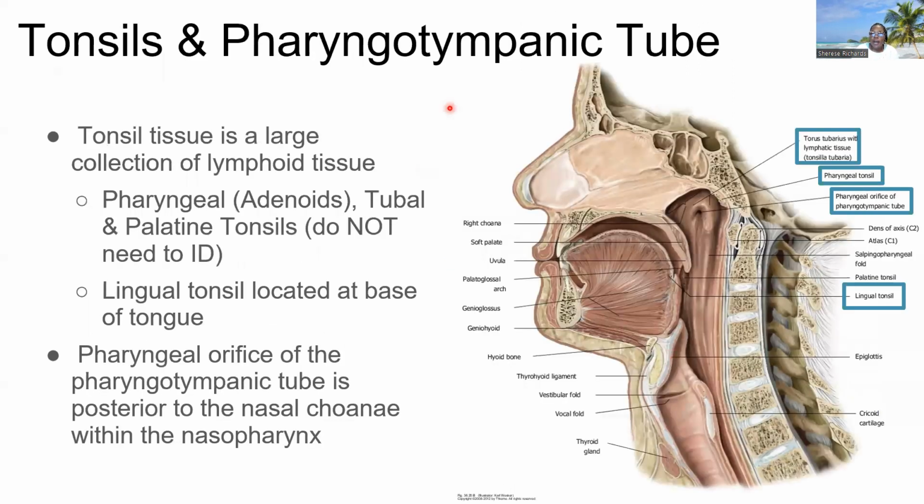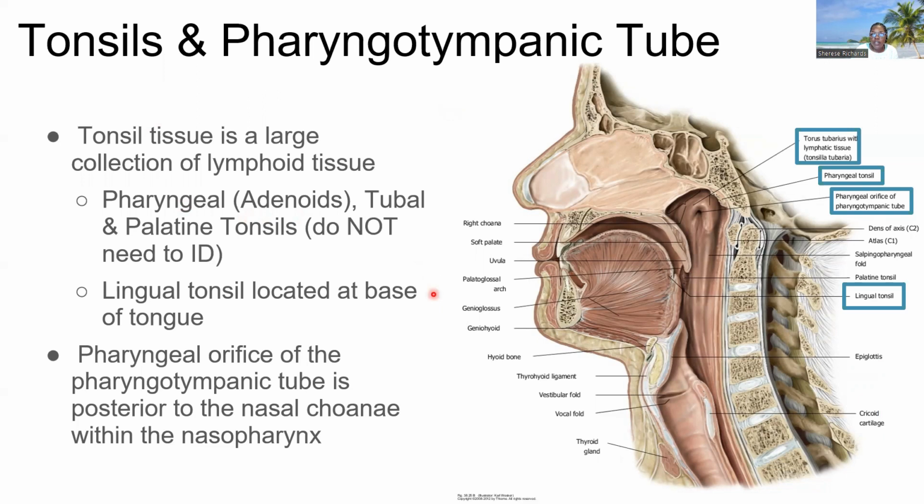All right, let's look at some other structures that are found in the nasopharynx. So we have the tonsil groups as well as the pharyngotympanic tube. Now, if we think about the tonsillar groups, they're basically aggregates of lymphatic tissue, and they play a role in the immune system, basically monitoring the oral cavity for any pathogens, bacteria, microbes that we may be exposed to from the external environment.